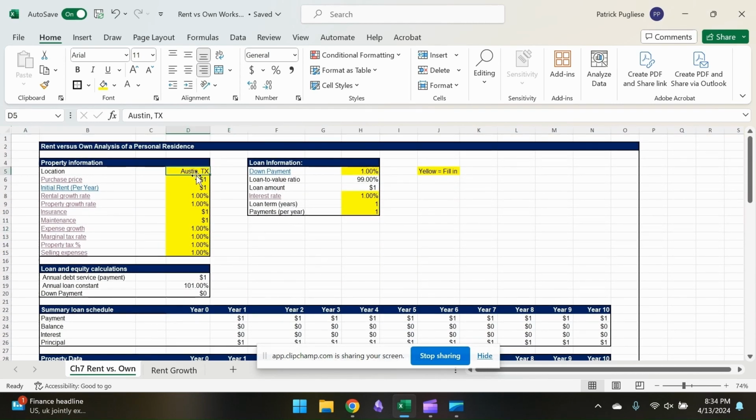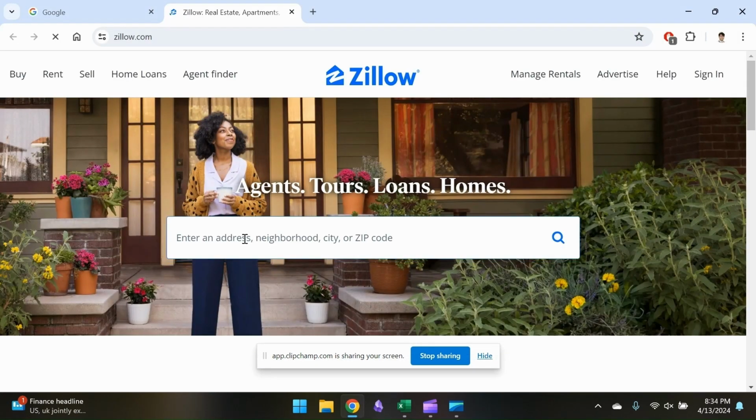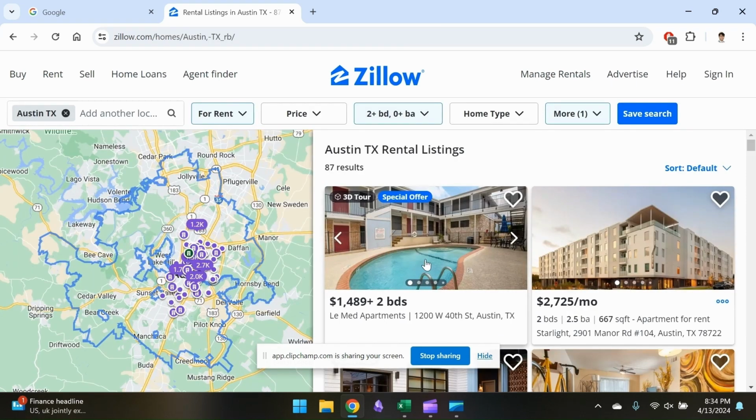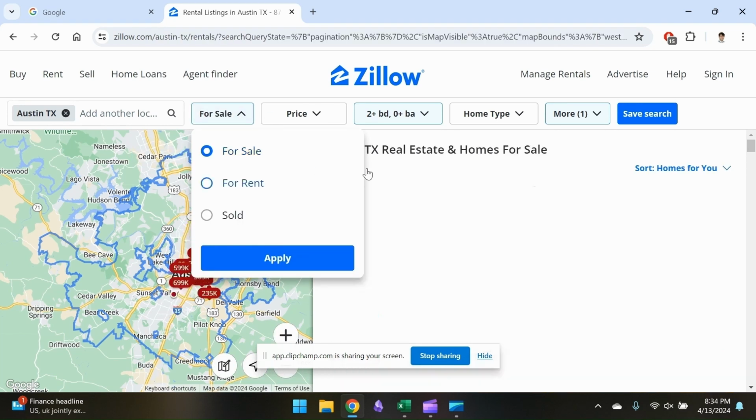So first, let's go to finding a purchase price for the home. We'll click on the link here, take us to Zillow. We want something in Austin, Texas. The goal is obviously to find something that you would consider buying on here. So we'll change this to for sale.